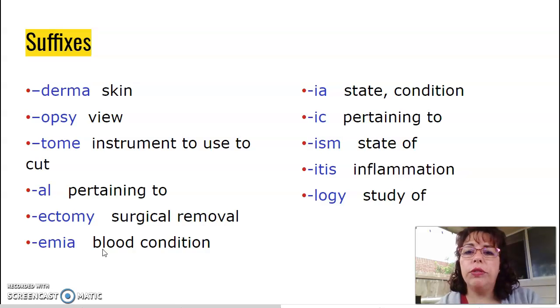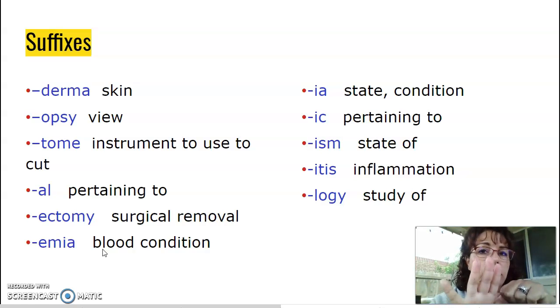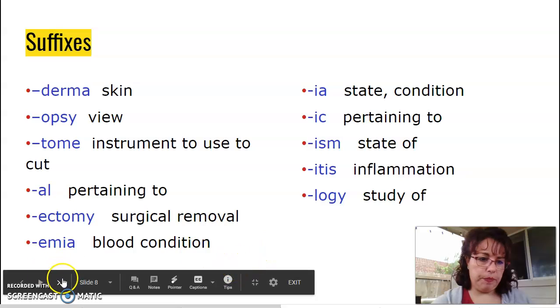Ic, pertaining to. Ism, state of. Itis, inflammation. And remember, do not use swelling instead. Inflammation is inflammation. There are 5 signs of inflammation. Swelling is one of them. So if you don't say inflammation, you're missing out on some other big pieces. That's why you cannot use swelling interchangeably with inflammation. And itis is inflammation. And logy, study of. You guys know this one.